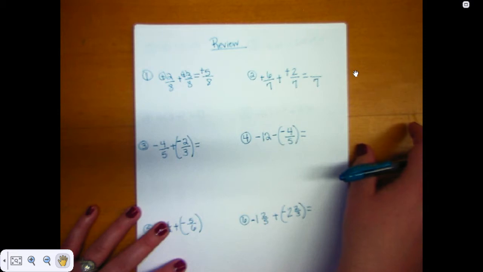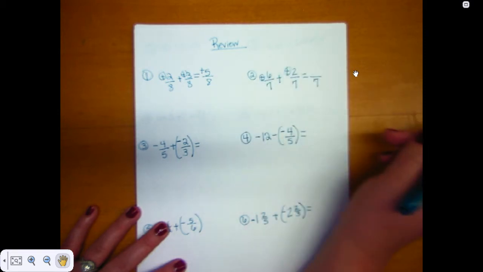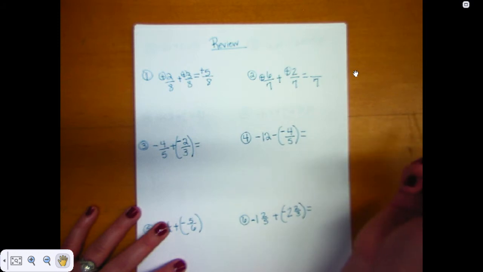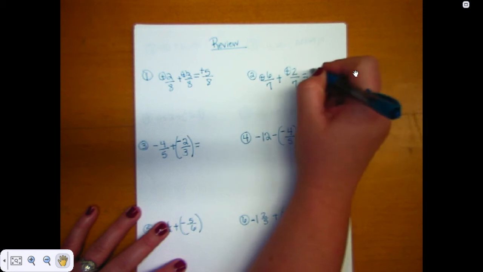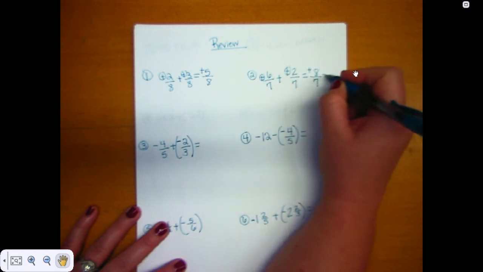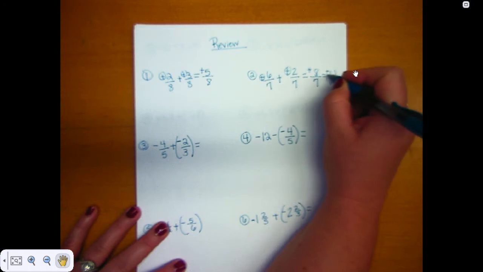Now I do have an addition question, so I can check to see if my signs are the same. They are, so that means I'm going to add 6 plus 2 is 8, and it is positive, and that will simplify to 1 and 1/7, and it is positive.